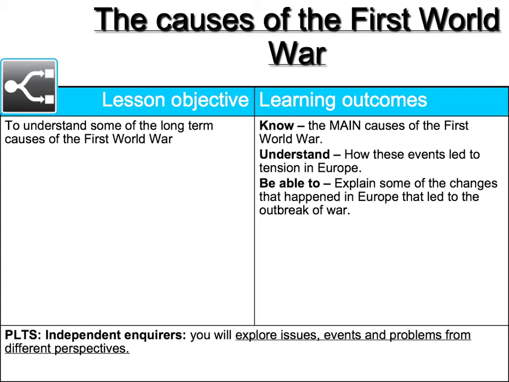In this lesson, you will understand the causes of the First World War. The objective is to be thinking about the long-term causes that led to the First World War breaking out in 1914. The outcomes will be that you will know the main causes of the First World War. You will understand how these events led to tension in Europe, which in turn would lead to war. And then you will be able to explain how some of these linked to the outbreak of war in 1914.